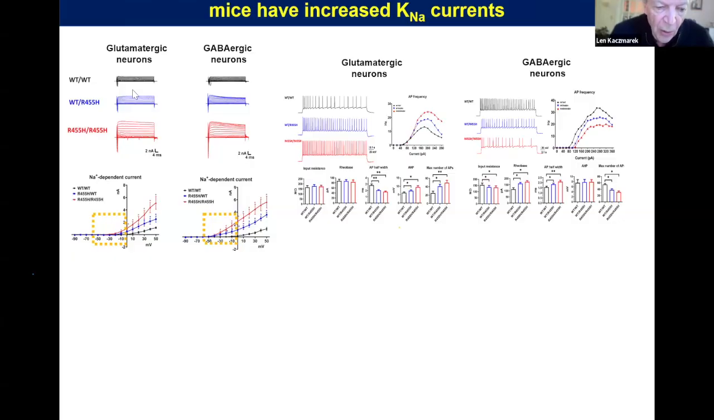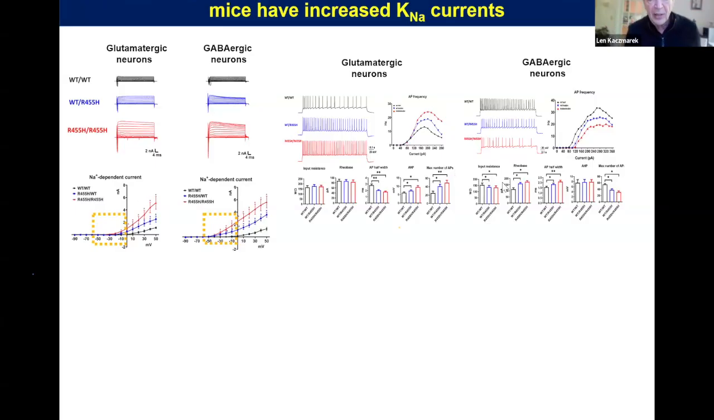So these, where it only opens at the peak of an action potential, allow the glutamatergic neurons, the excitatory neurons, to fire at much higher rates. And so in the red, as you depolarize the neurons, they fire at faster and faster rates compared to the wild-type neurons. In contrast, the inhibitory neurons fire at slower and slower rates compared to the wild-type neurons.